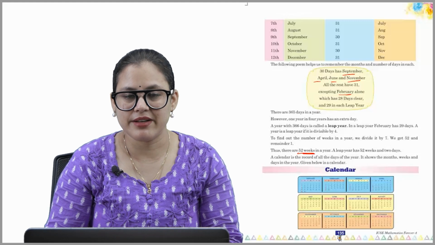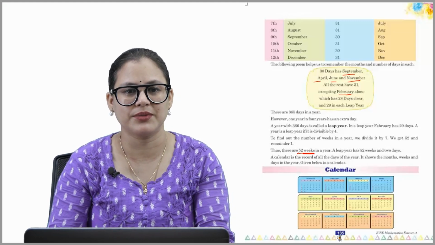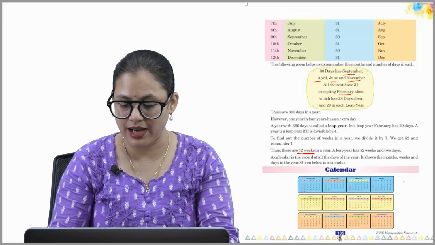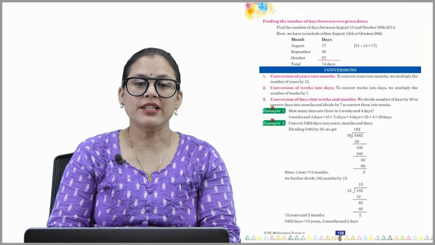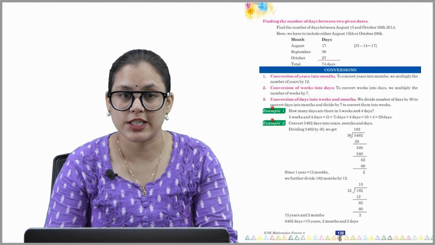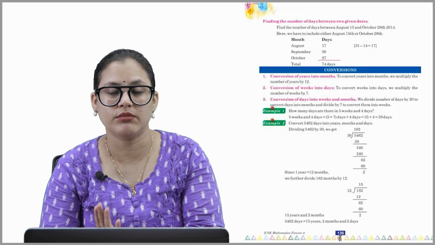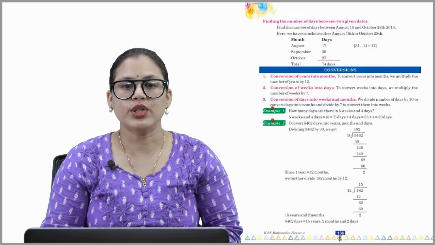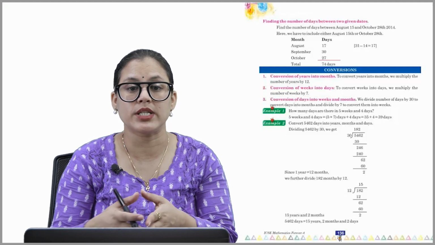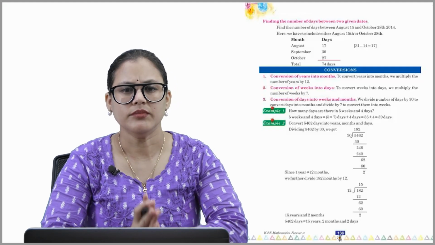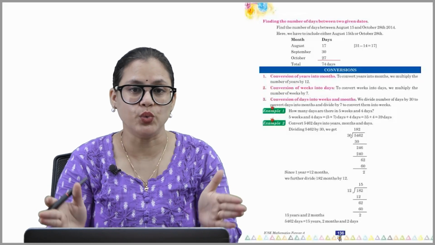A calendar is a record of all the days of the year. It shows the months, weeks and days in the year. So here is a calendar given to you, right? Finding the number of days between two given dates. Find the number of days between August 15 and October 28, 2014. Here we have to include either August 15 or October 28, not both. We have to find the number of days between two dates, right?